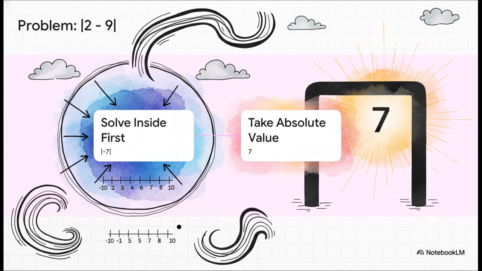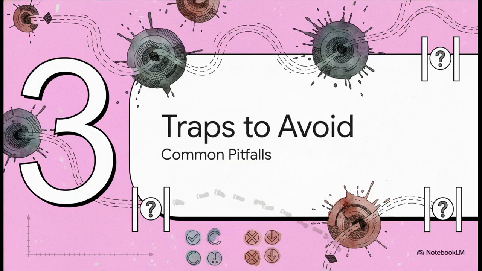All right, here's another big rule. If you have math happening inside the bars, you have to do that first. So we solve 2 minus 9, which is -7. Now we have the absolute value of -7. And what's the absolute value of -7? It's +7.